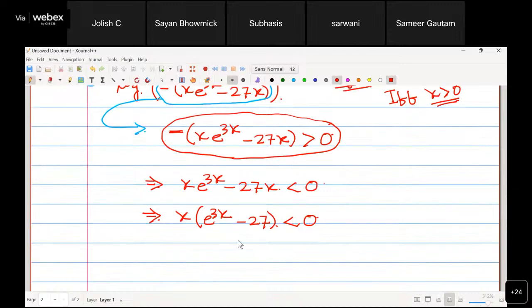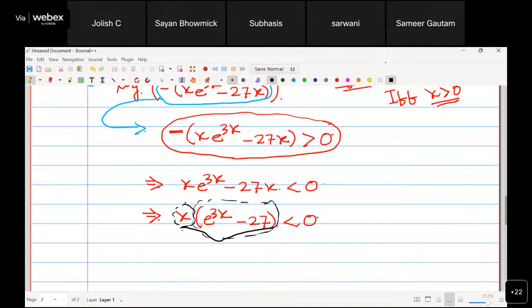So now I have two things here. One is x and another one is e power 3x minus 27, and I have multiplied these two things.